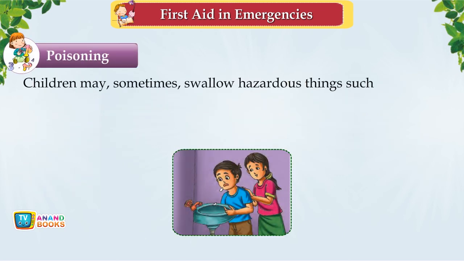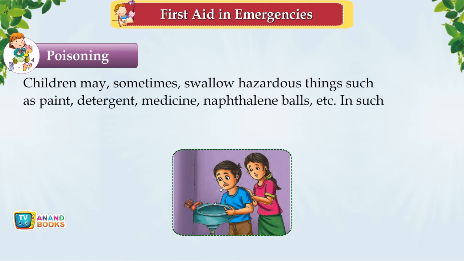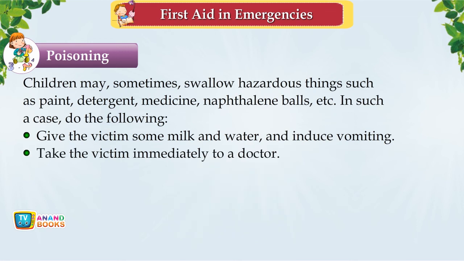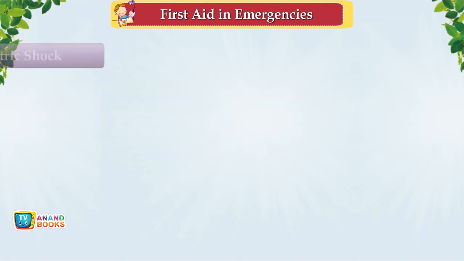Poisoning. Children may sometimes swallow hazardous things such as paint, detergent, medicine, naphthalene balls, etc. In such a case, do the following. Give the victim some milk and water and induce vomiting. Take the victim immediately to a doctor.